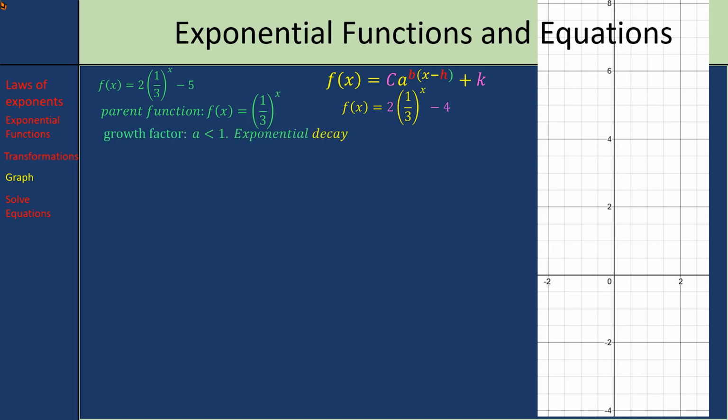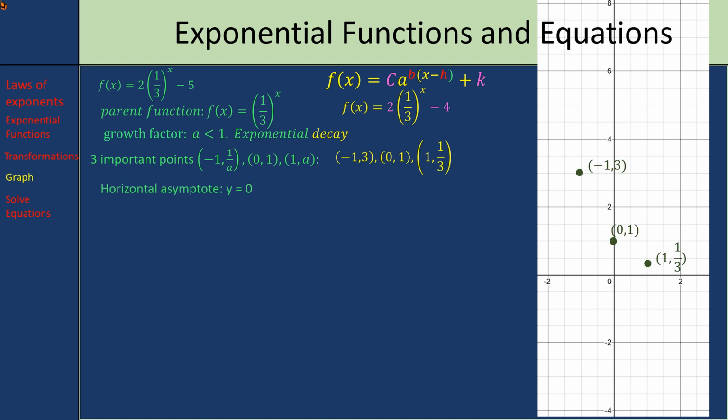Right, so in this case, a is less than 1, so it's exponential decay. My three important points are -1, 1 over a. So that gives me -1, 3, 0, 1, 1, a, which is 1 and 1/3. And then we plot that there. It looks like that, right? And y equals 0 still. So there's the graph. That's the parent function. And then let's see what happens with the transformations.